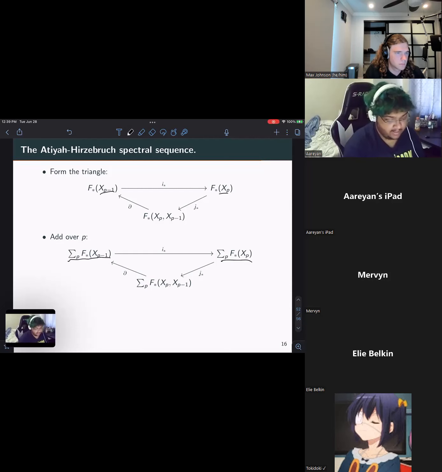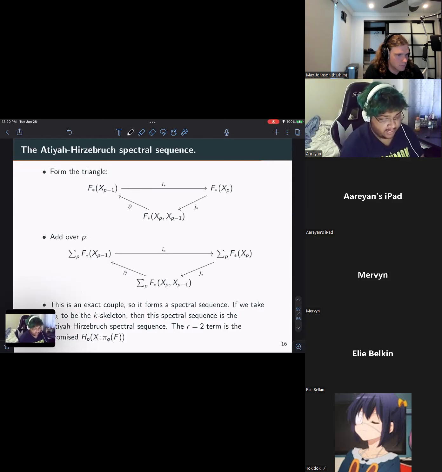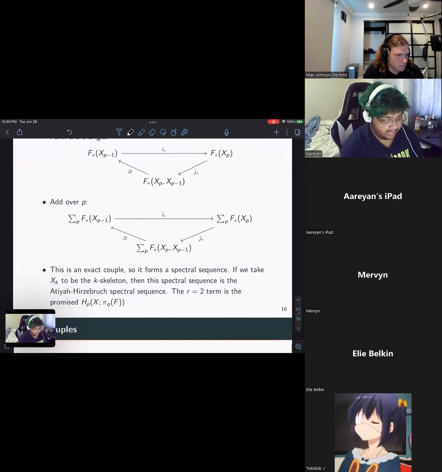What does that mean? It means that this object and this object are the same, and that this diagram is an exact sequence. So the image of this is the kernel of this, etc. This is what we call an exact couple, and I'll discuss this in the next slide. But basically, from an exact couple of this type, you can form a spectral sequence.